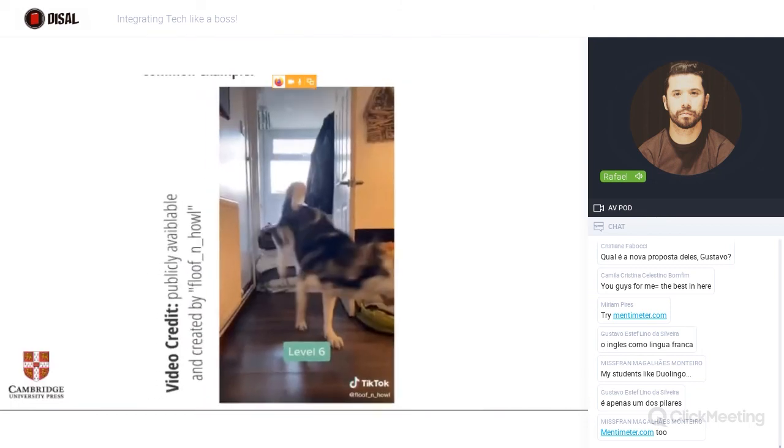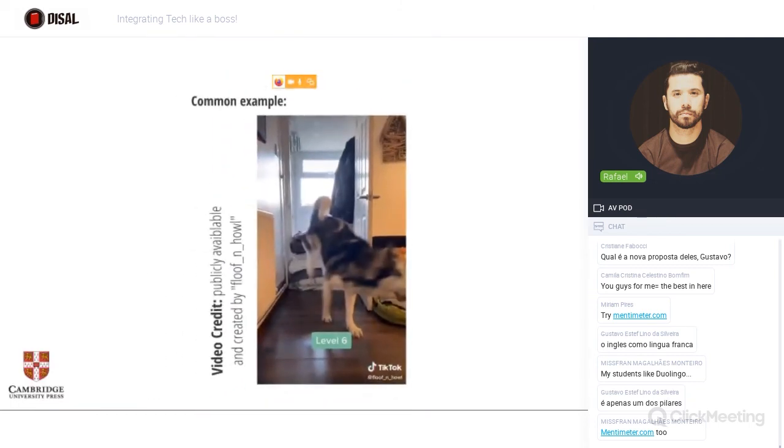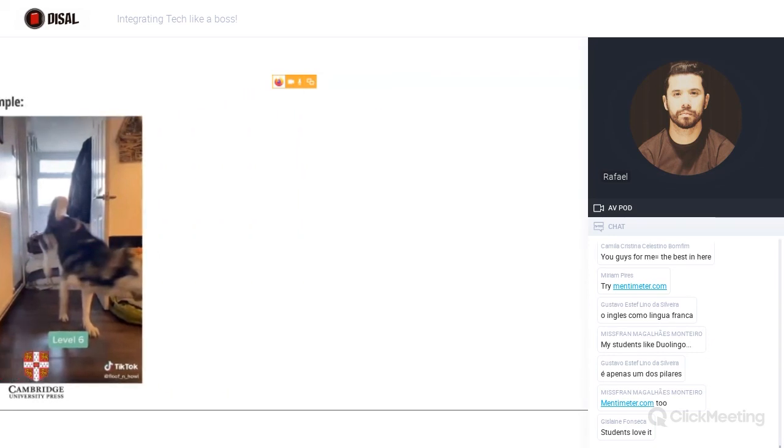Okay, as you can see, in this example we have this beautiful dog jumping over piles of pillows. And then we have this song, level up, and the challenge is getting harder as he jumps over more and more piles, you know? This is just a very simple example, super silly, but just to illustrate how this works, and students just love TikTok.